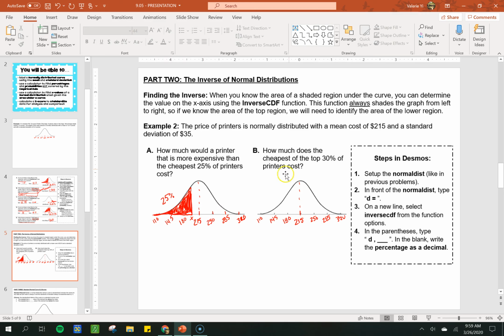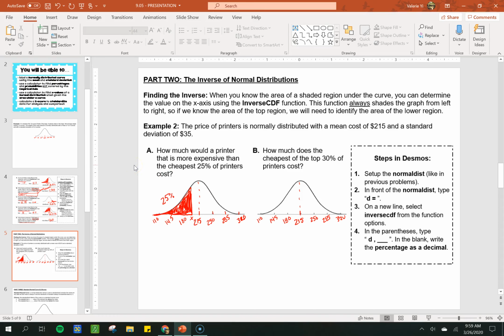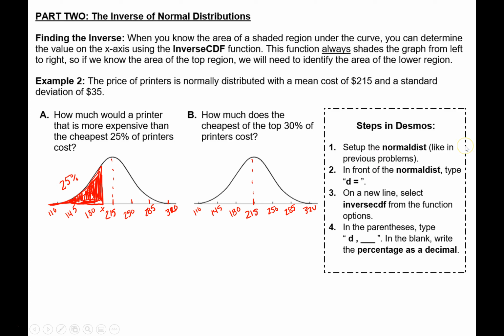That's going to introduce a conundrum that we're going to have to be smart about in this next problem. So our normal distribution with our inverse CDF gives us 191.39 as the x value. If you are ever asked to show your work for a problem like this, I'm asking for that information that you put in the calculator so I can check your work.